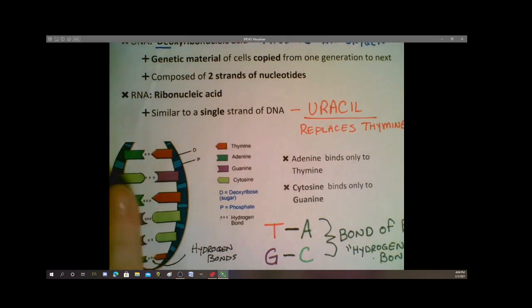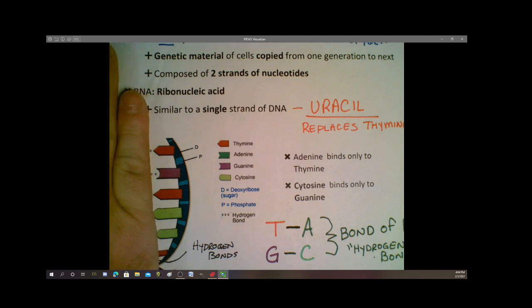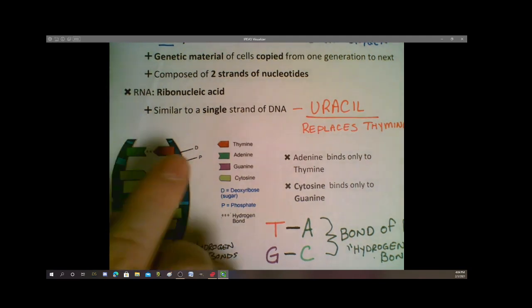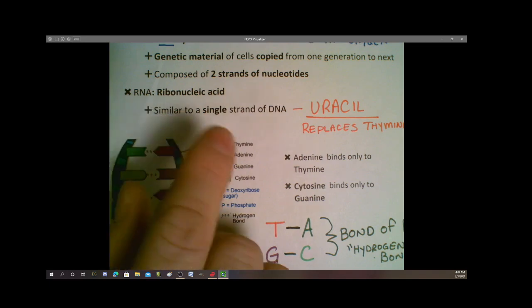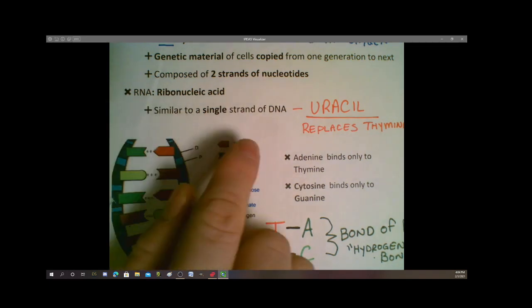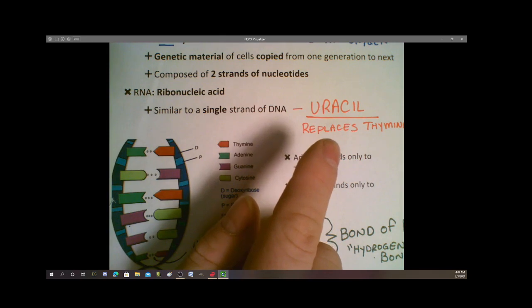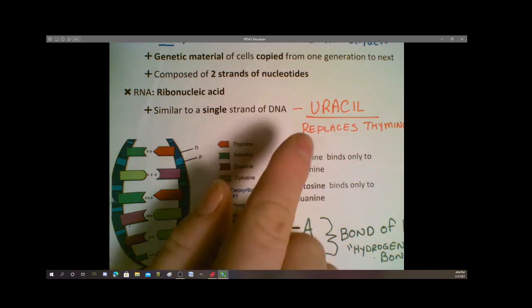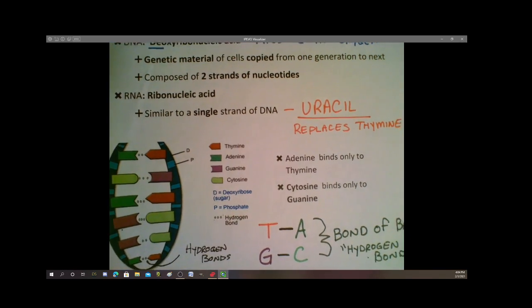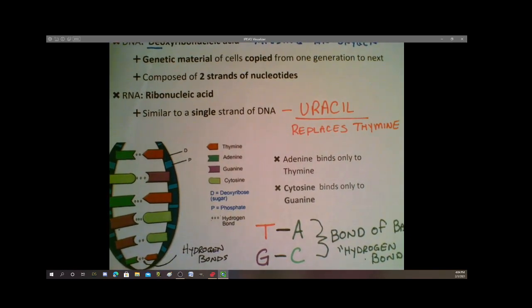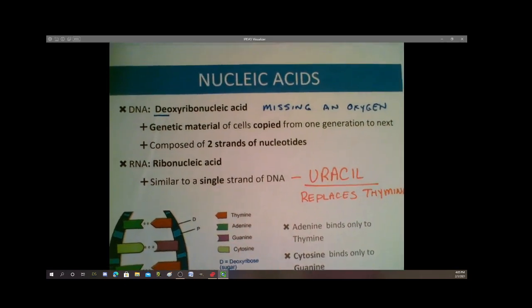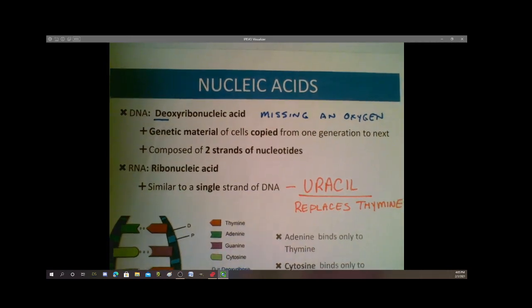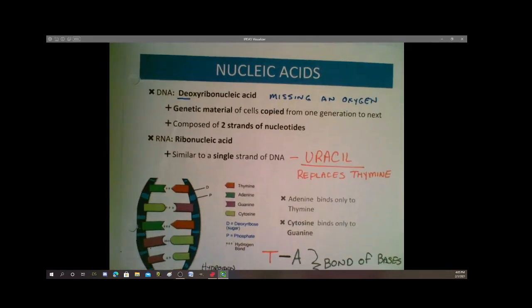RNA is a single strand, so it's just one single strand. And the big difference is that not only does it have this extra oxygen, but RNA doesn't have thymine. It has uracil. So uracil replaces thymine in RNA. And you can always tell the genetic code is RNA because it won't have T's in it, it'll have U's. And so this is just the basics of our nucleic acids.